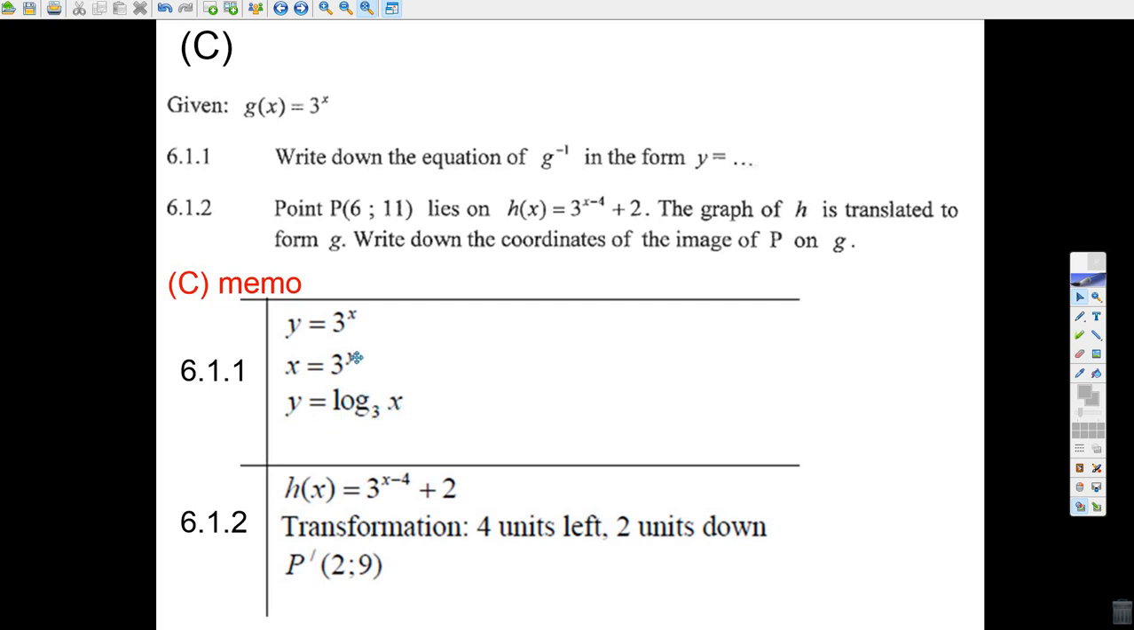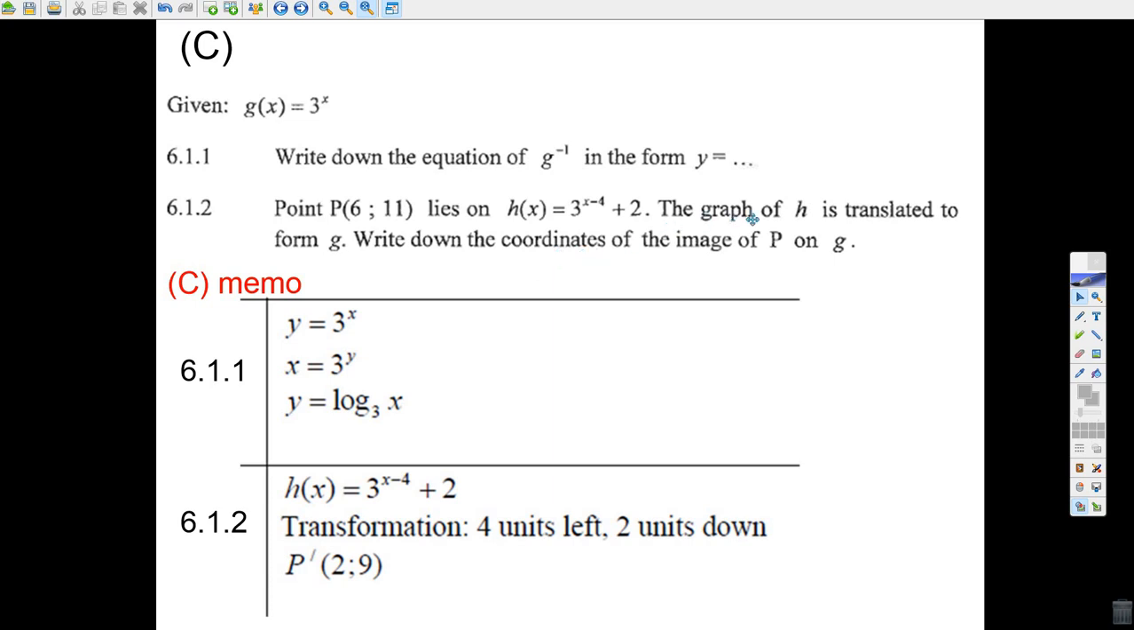The log to base 3 of x. y is the log. An exponent is the log. And you go the log to base 3 because that's the base. The log of x to base 3 is equal to y. That's it. Now the next question sounds really hard, but it's really, really easy.